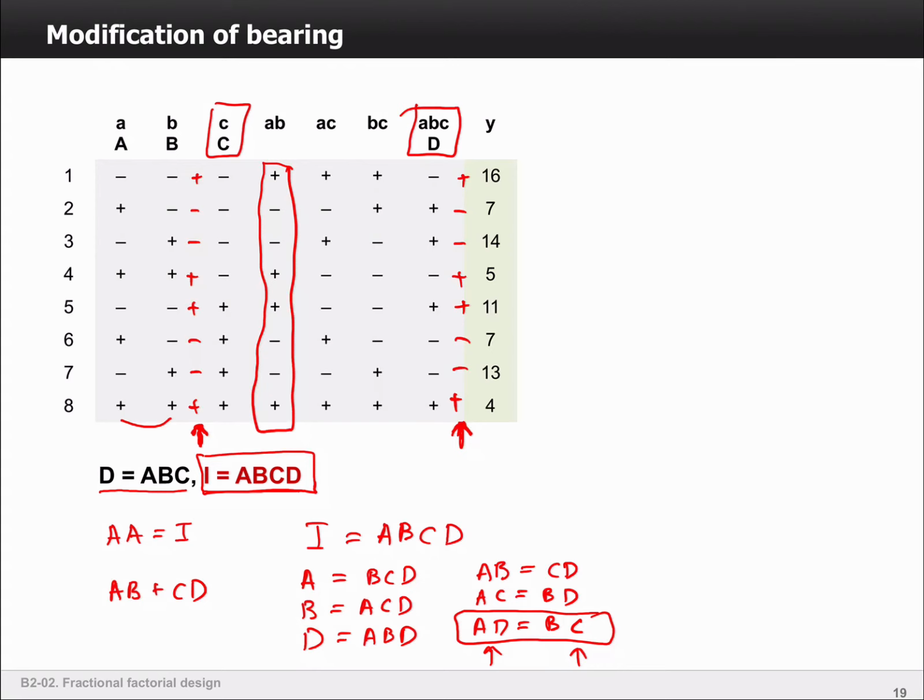Okay, so in this case, we don't clearly see the two-factor interactions. They are confounded, but we still can see the main effects. We can still see which factors are the most important.